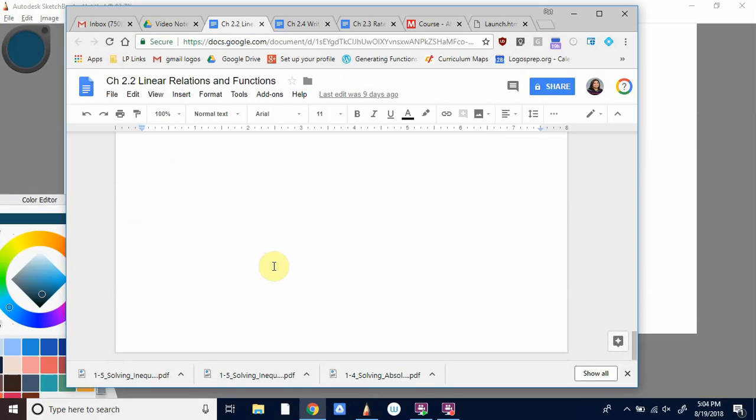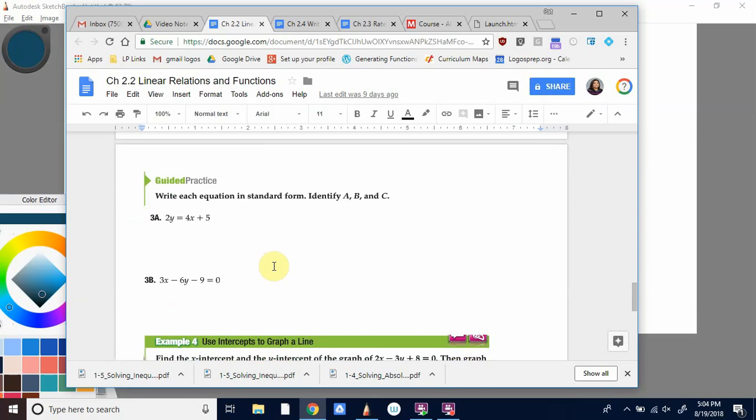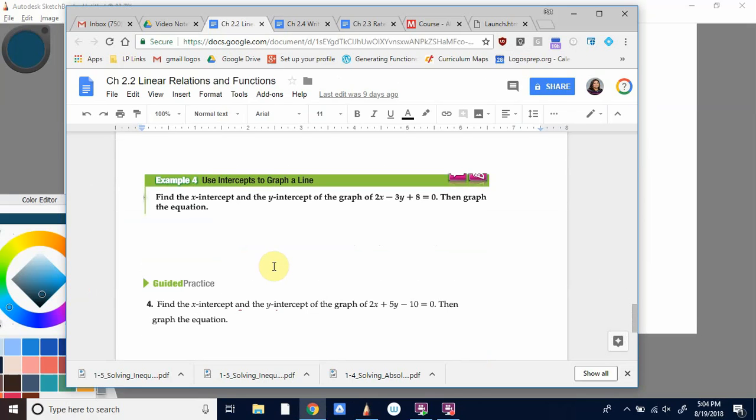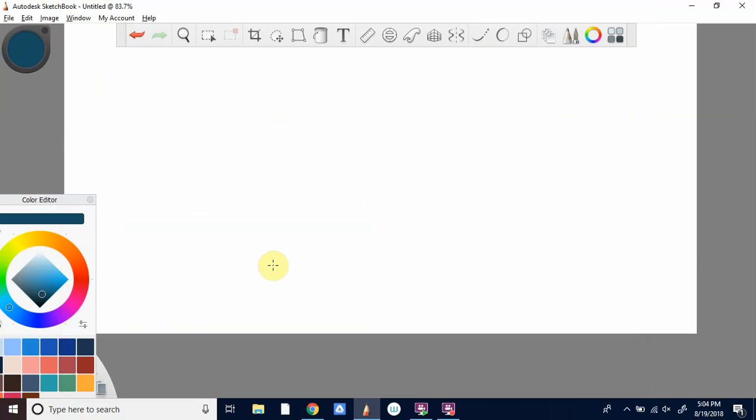Let's look at example 4. Oh, I went too far. Sorry. It says use intercepts to graph the equation. All right, so what are intercepts? They want the x-intercept and the y-intercept. So remember, x and y-intercept. So the y-intercept is just a coordinate of a point at which a graph crosses the y-axis. X-intercept is a coordinate of a point at which the graph crosses the x-axis. All right, so they want us to find the x and y-intercepts of this graph.